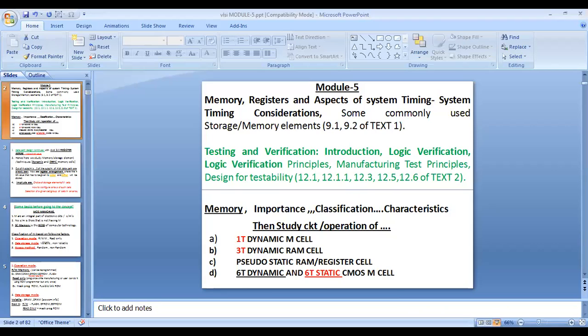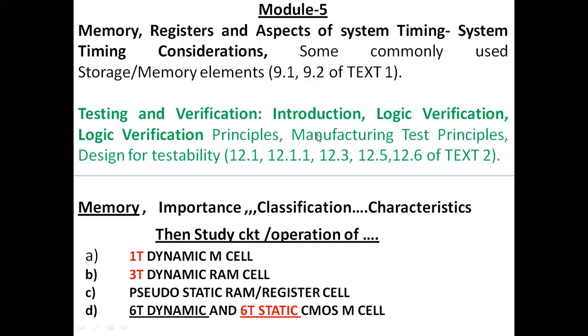Good morning. In today's video, let me start with module 5 of VLSI design. Module 5 is memory, registers, and aspects of system timing. So we have system timing considerations: what points should be considered while dealing with the memories or the basic storage elements, and some commonly used storage or memory elements.